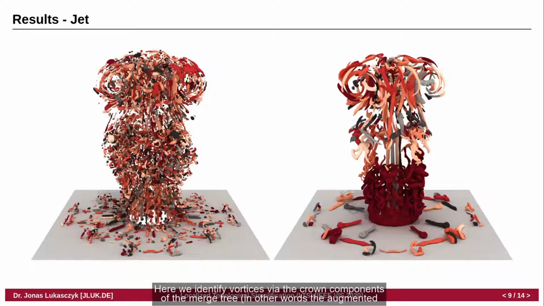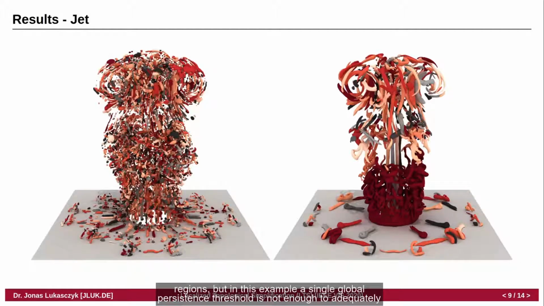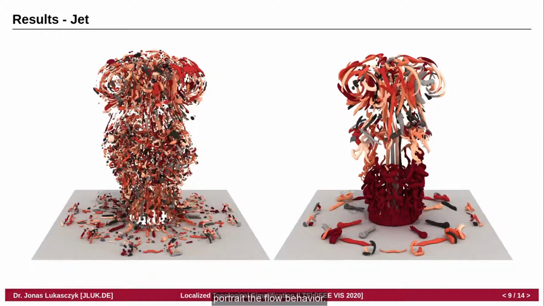Here we can identify vortices via the ground components of the merge tree, in other words, the augmented leaf arcs of the merge tree. The initial vortex characterization shown on the left is broken up into small components due to noise. Usually one would filter extrema by persistence to join vortices into more sensible connected regions. But in this example, a single global persistence threshold is not enough to adequately portray the flow behavior. To generate the image on the right, we actually use different persistence thresholds for 3 different parts of the domain.